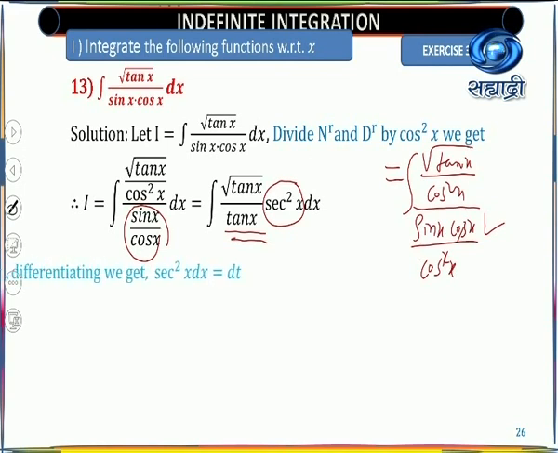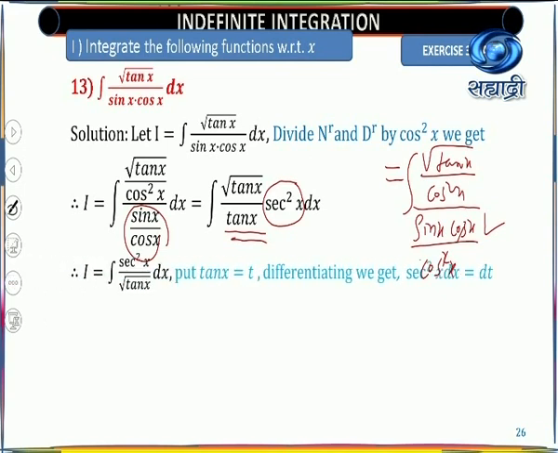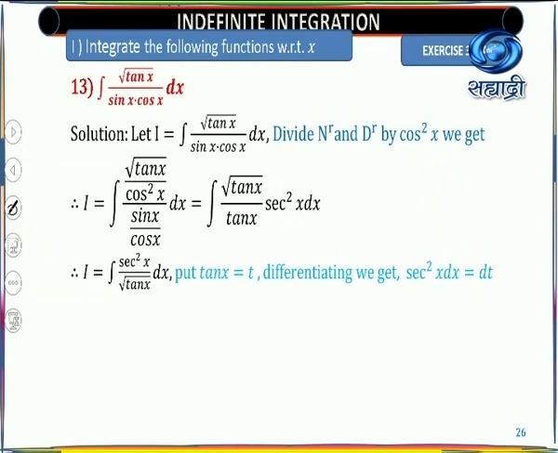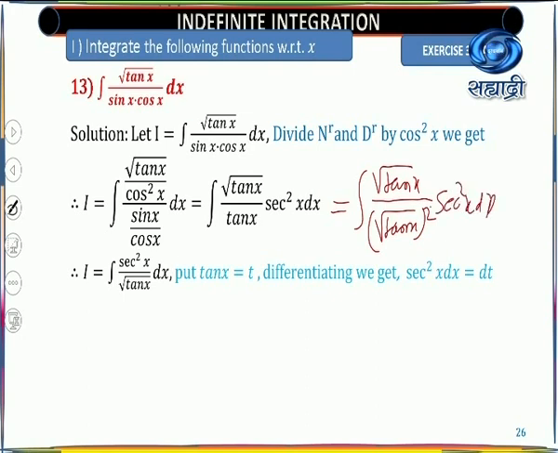Now what is next? Next we need the simplification. What is the simplification here? Again you need to write the power of the denominator. Here you are able to write tan x as root of tan x bracket square. This gives you the same value, which is equal to sec square x dx. So one root of tan x will get cancelled, and hence you are getting root of tan x dx.